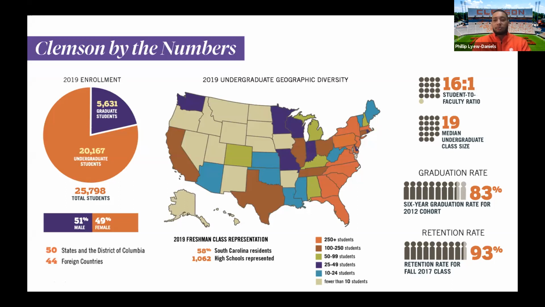But from there, I'm going to jump to the far right of my screen where you see our student to faculty ratio. One thing I love about Clemson, even though we are a medium-size-ish school with 20,000 plus undergraduate students, you still get that intimate experience when dealing with professors, advisors, TAs, etc. So we do have that 16-to-1 student to faculty ratio.